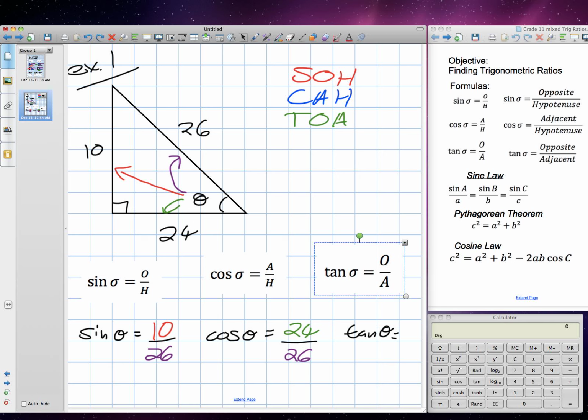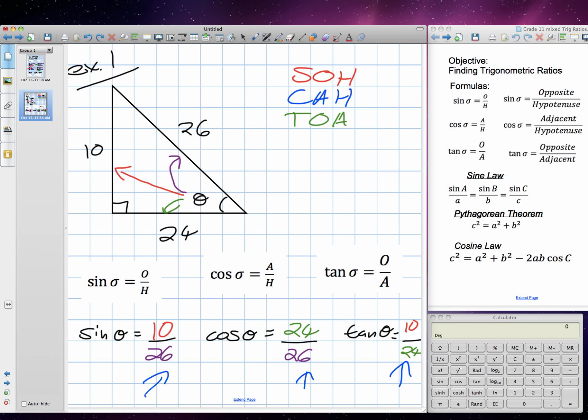Our opposite side is the one in red, which is 10. And the adjacent side is our 24. So tangent is 10 over 24. So I want you guys to recognize a few things here. All three of these ratios deal with different numbers. Okay, none of them are the same.